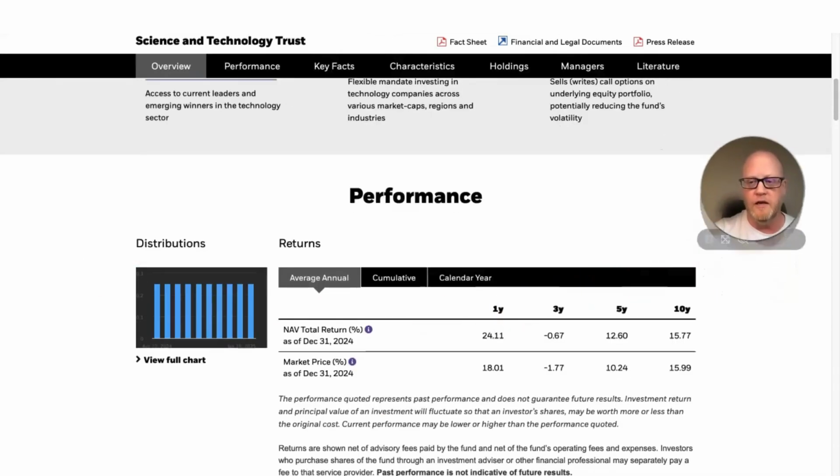If you look as of the end of 2024, the one-year return for NAV was 24%, and market price was 18%. But if you look over the 5 and 10 year, you're looking at 10.24% average over the last 5 years and 15.99% over the last 10 years. So that's a very solid return, and you get the income while you wait.